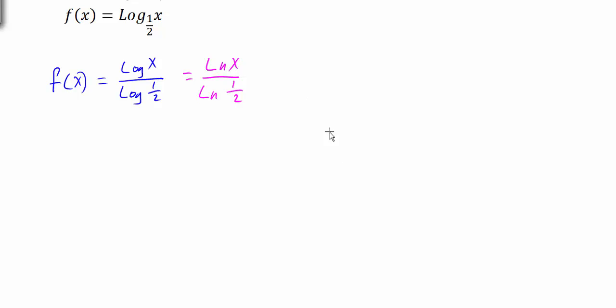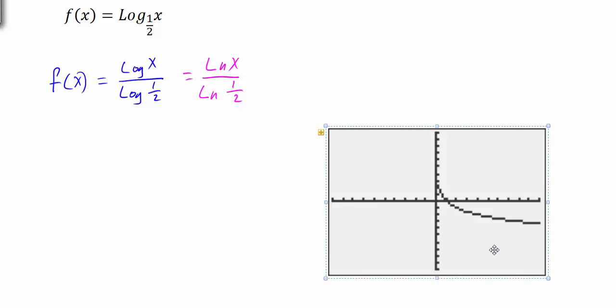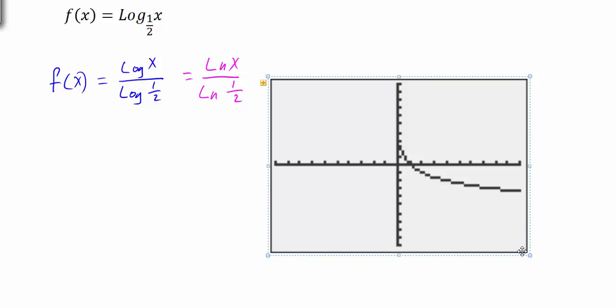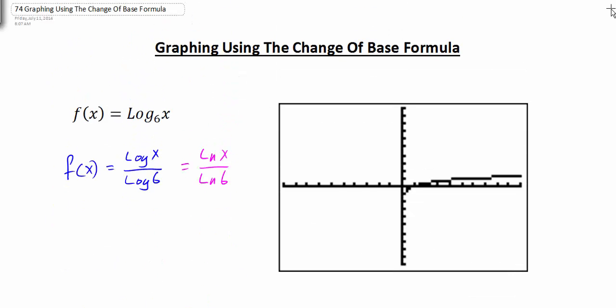So hopefully you can see that knowing this change of base formula can really come in handy in many different situations when you have bases other than 10 or e. So here we have the graph of our logarithmic function, and again, because the base is 1/2 here, we see that the curve is going in this downward direction. Okay, so once again, simply looking at the graph of functions with other bases than 10 or e, simply use the change of base formula to find the graph.